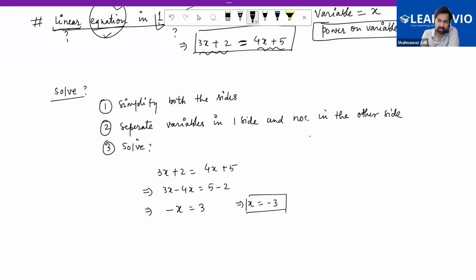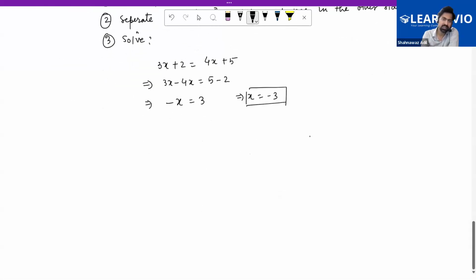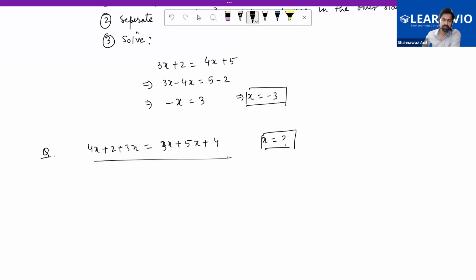So now let me give you a simple question, and then we will try to complicate that question. Let's say we have 4x plus 2 plus 3x equals 2x plus 5x plus 4. Then what would be x? Please calculate and tell me. Yes, what would be x?